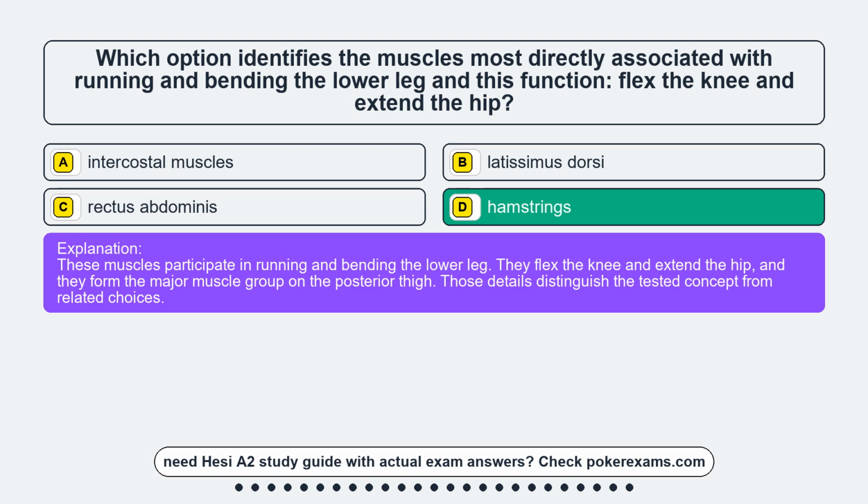These muscles participate in running and bending the lower leg. They flex the knee and extend the hip, and they form the major muscle group on the posterior thigh. Those details distinguish the tested concept from related choices.